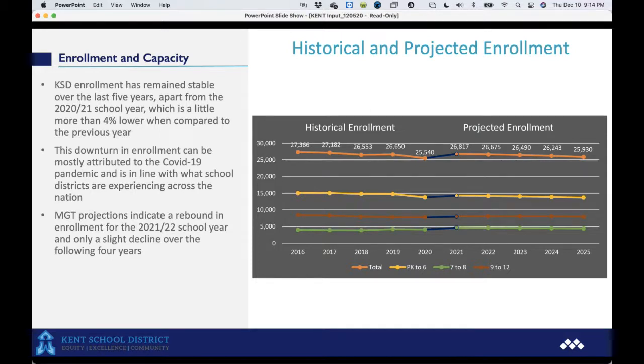MGT projections indicate a rebound in enrollment for the 21-22 school year, assuming that there is a return to somewhat of a normal instruction, and only a slight decline over the following 4 years. The graph to the right illustrates the historical enrollment and the projected enrollment. And then it further breaks it down into grade bands, pre-K through 6, 7 through 8, and 9 through 12.